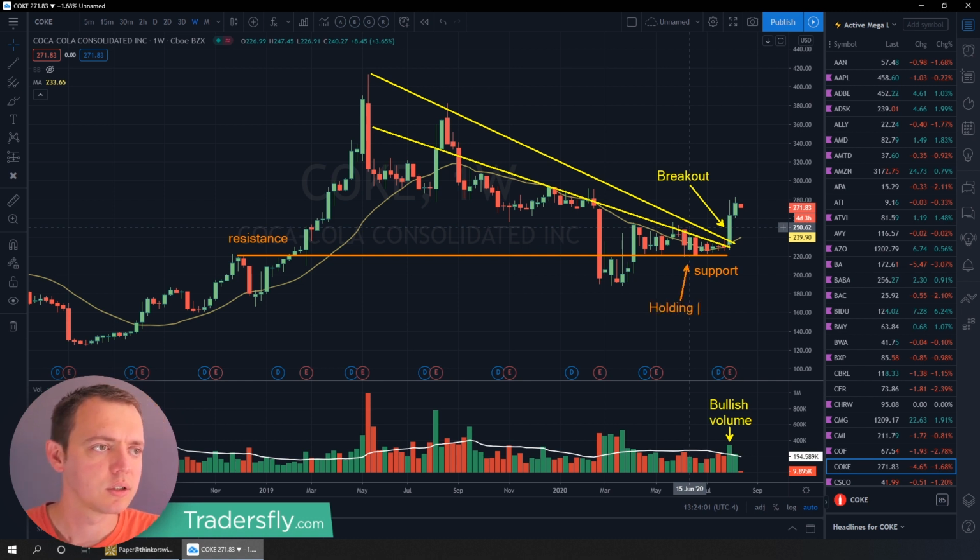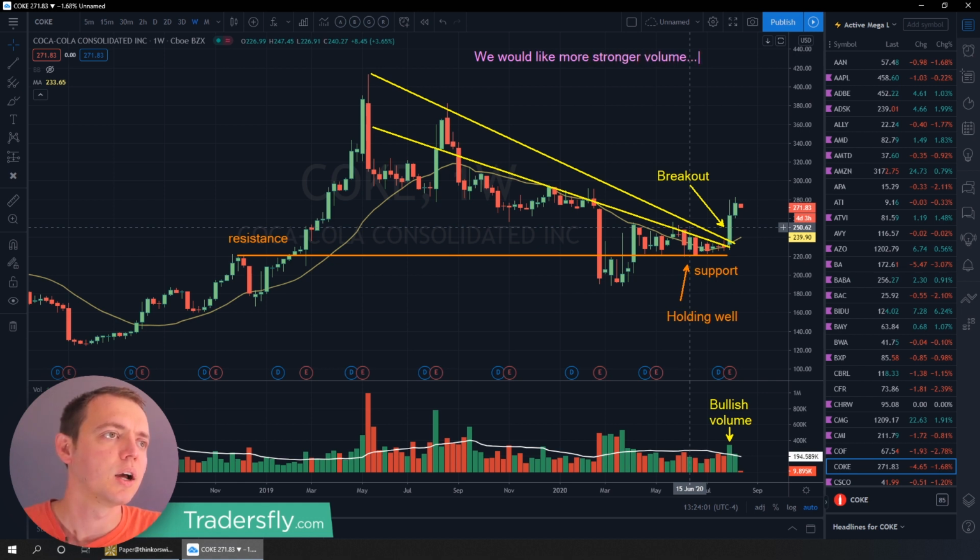So that stock is holding well here, and it looks good for higher prices in the meantime with some bullish volume. The volume, of course, is not as strong as we would like it to be. We would like more stronger volume, but for now, the price is dominant, and it continues to move and power higher. So that's a good, healthy thing for the charts.